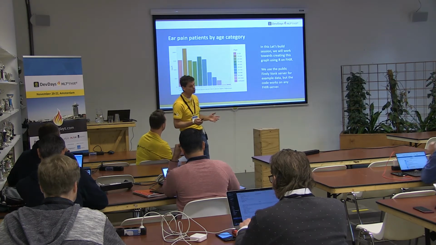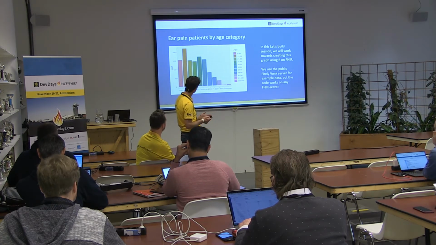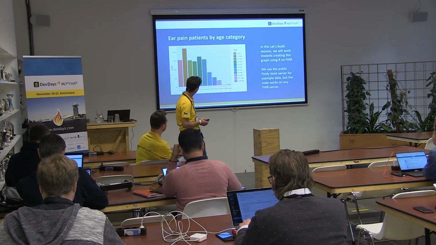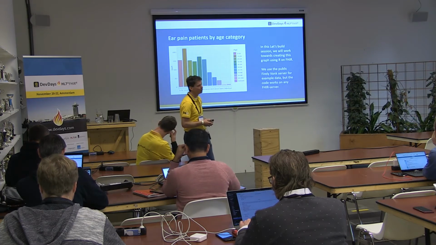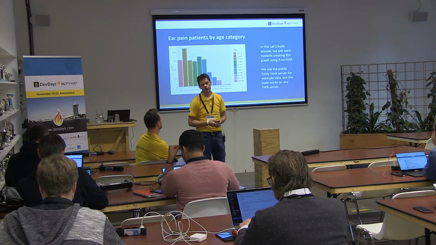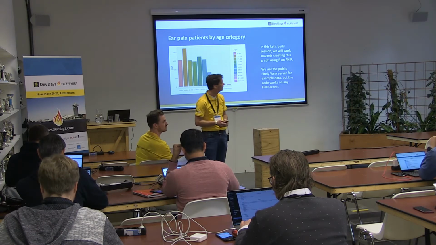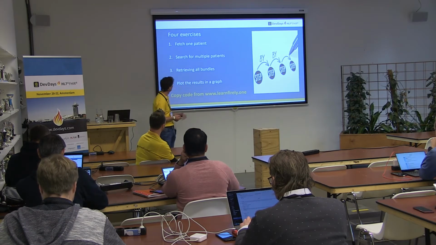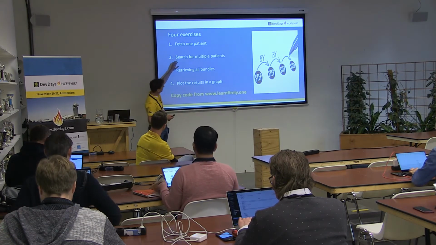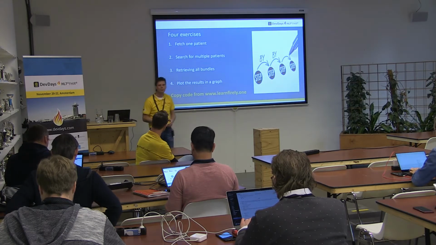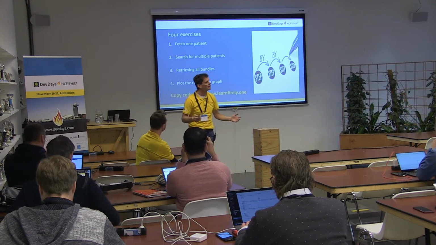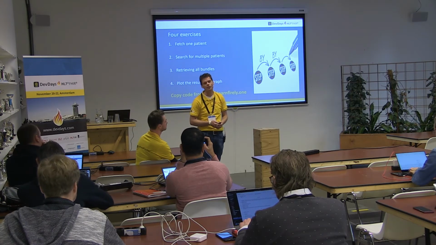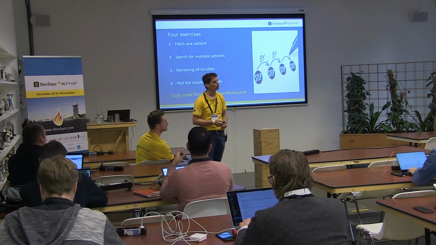In this session, we will work towards plotting this graph. This means that you have a simple cohort of patients with ear pain, and we categorize them by age category. That's the goal of this session. And we do that session in 4 different steps, 4 different exercises. We start simple, and towards the end it gets a little bit more complicated, but we'll see how far we can come, and otherwise we have all the exercises and the answers written down, so after the session you can go on by yourself.